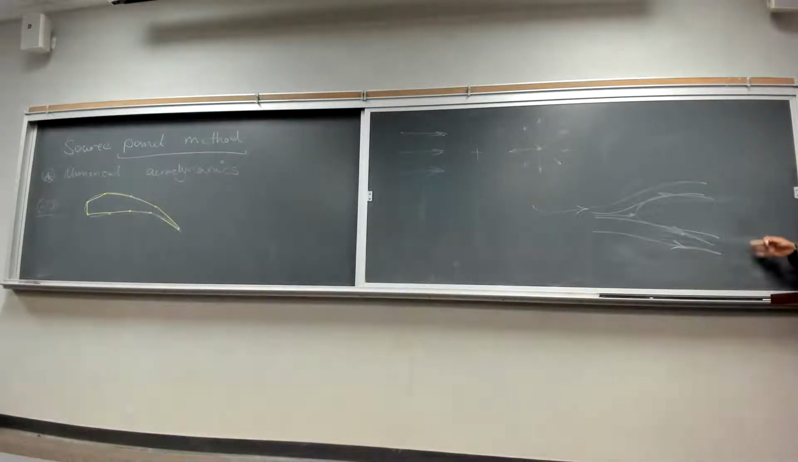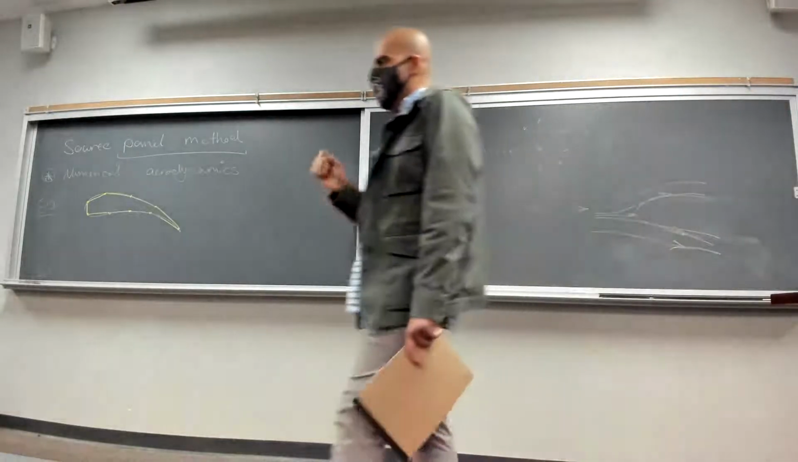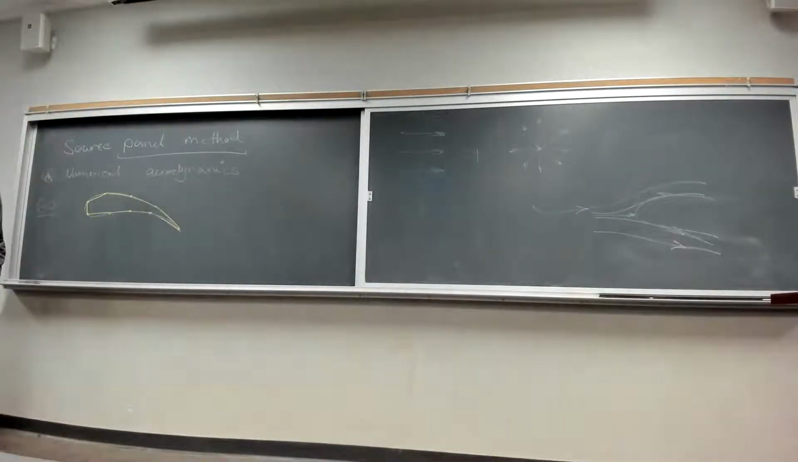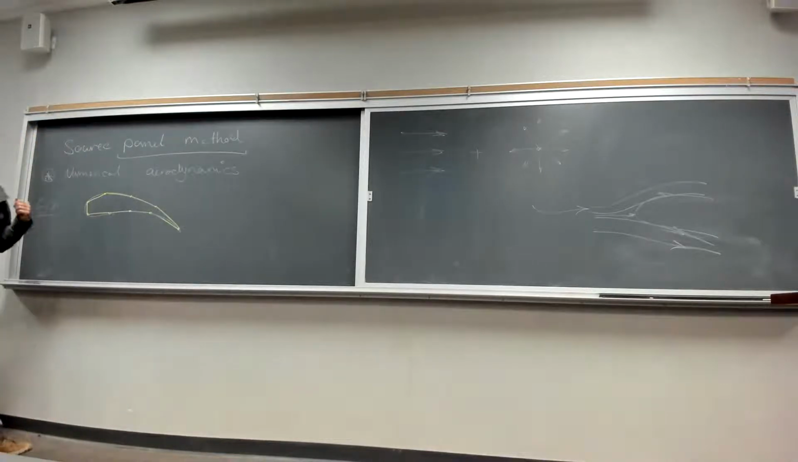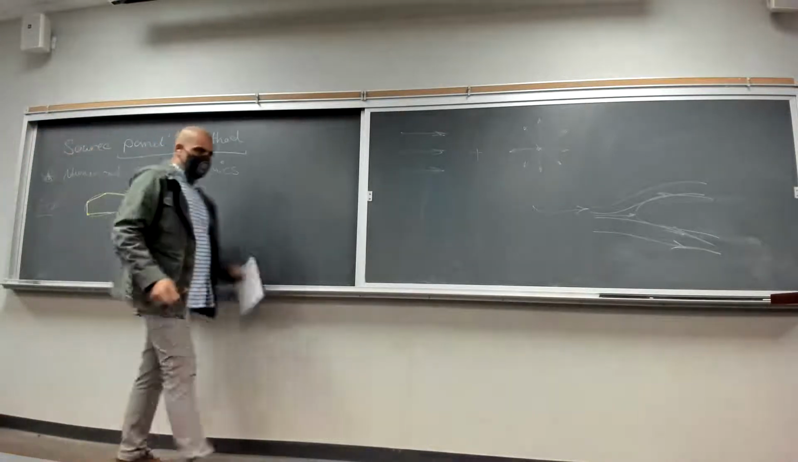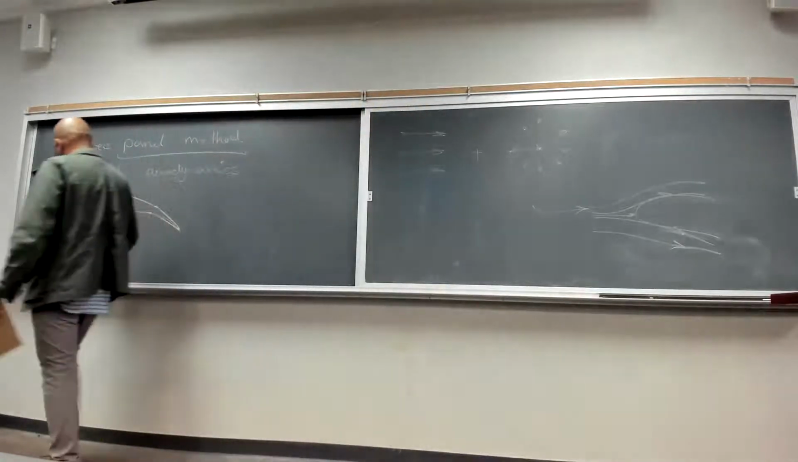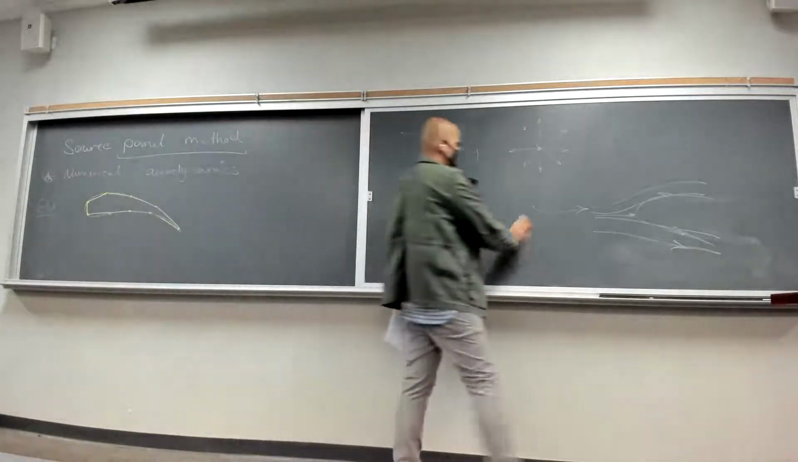If you recall, we had a whole discussion about it and how this flow works. We essentially are going to use the same idea and principle to transform that flow to flow over an airfoil. How are we going to do that? The first step is to understand what a line source is.